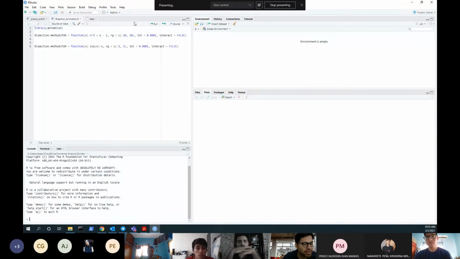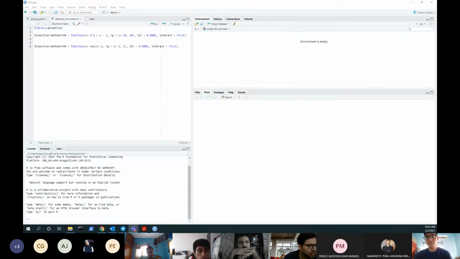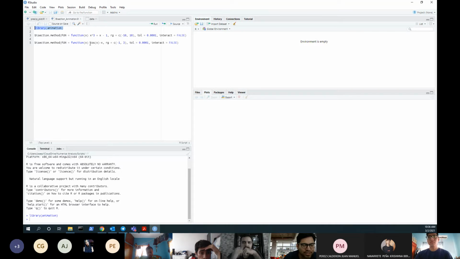Okay, so it's installed. So now, just please turn on your microphone. So now I'm just gonna load the library animation. It's run, and pay attention to this side. So in general, this is a package already created in R. So the bisection method, fun equal to the function x cubed plus x minus 1. This is the function. It is going to be evaluated in the range minus 10, 10, and my limiting error or my tolerance is going to be equal to 0.0001. Okay, I'm going to run it.